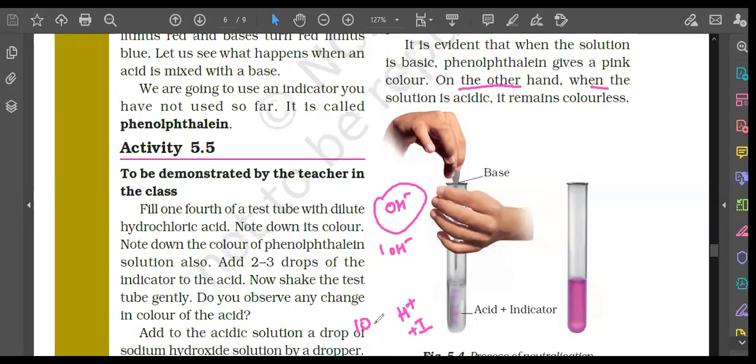If we pour acid together, what will happen? Esther, I didn't get what you're asking. You just said if we pour acid together, what will happen? I didn't get it. Please ask whatever doubt you have after I explain this.